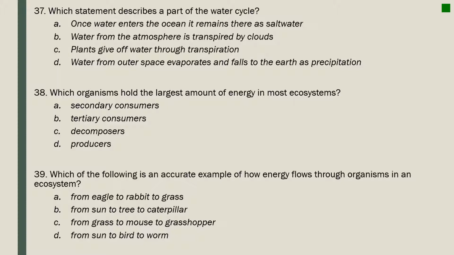39. Which of the following is an accurate example of how energy flows through organisms in an ecosystem? A. From eagle to rabbit to grass. B. From sun to tree to caterpillar. C. From grass to mouse to grasshopper. D. From sun to bird to worm.